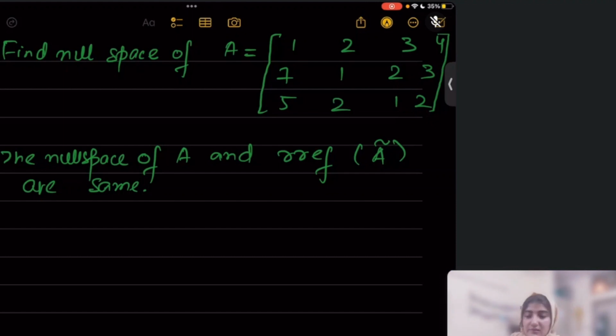R2 is equal to R2 minus 7 R1. Okay, that is the first one. Then, R3 is equal to R3 minus 5 R1. Yeah, correct. Then you got, after the first transformation, the second one you did. No, ma'am. So, how will you do the second one?